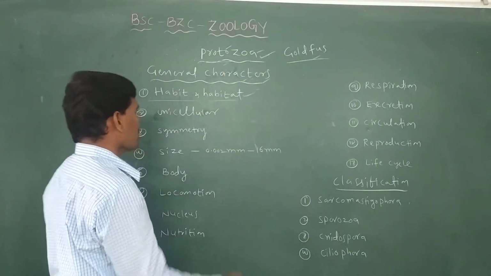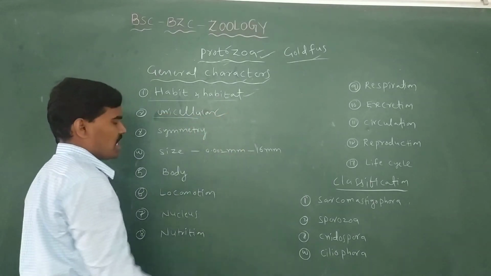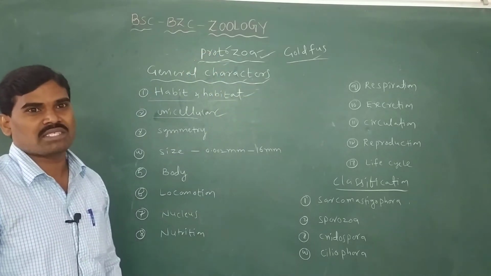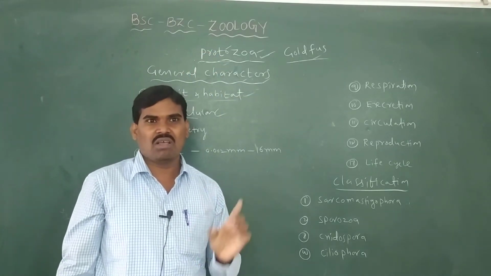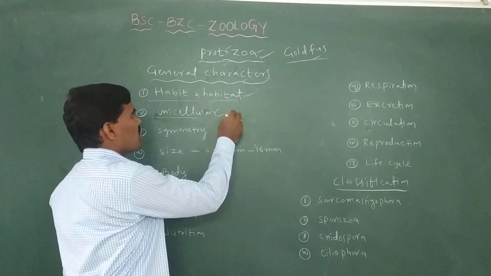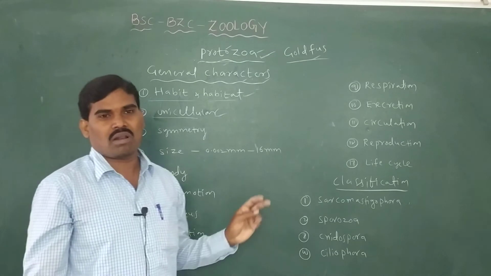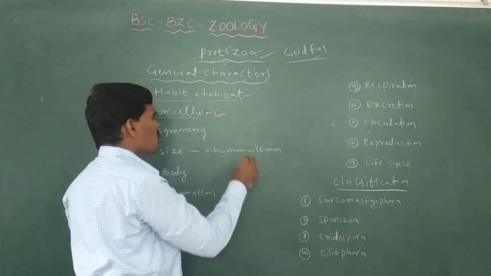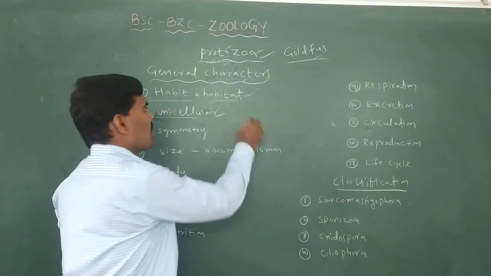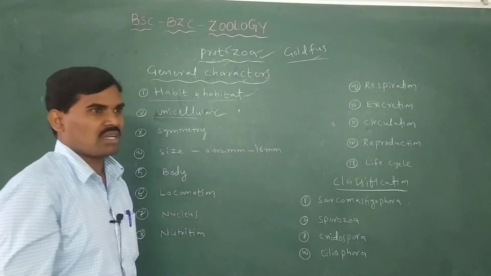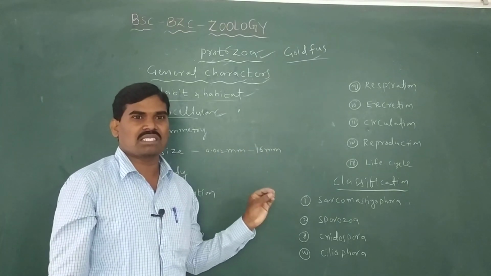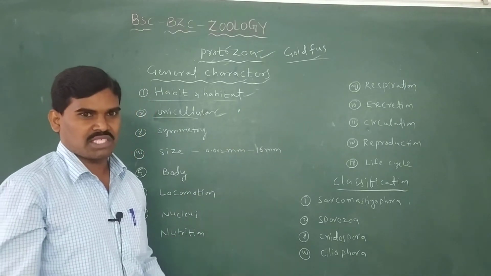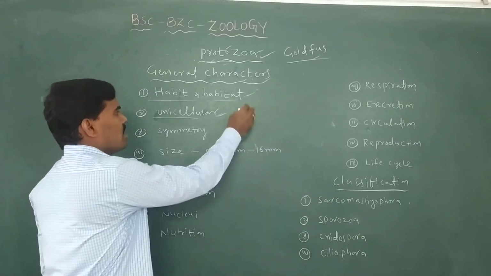The next point: unicellular animals. Protozoan animals are single cellular animals with only one cell, a primitive organization. Hence the name unicellular or single cellular animals. Only one cell performs all functions: respiration, digestion and excretion.